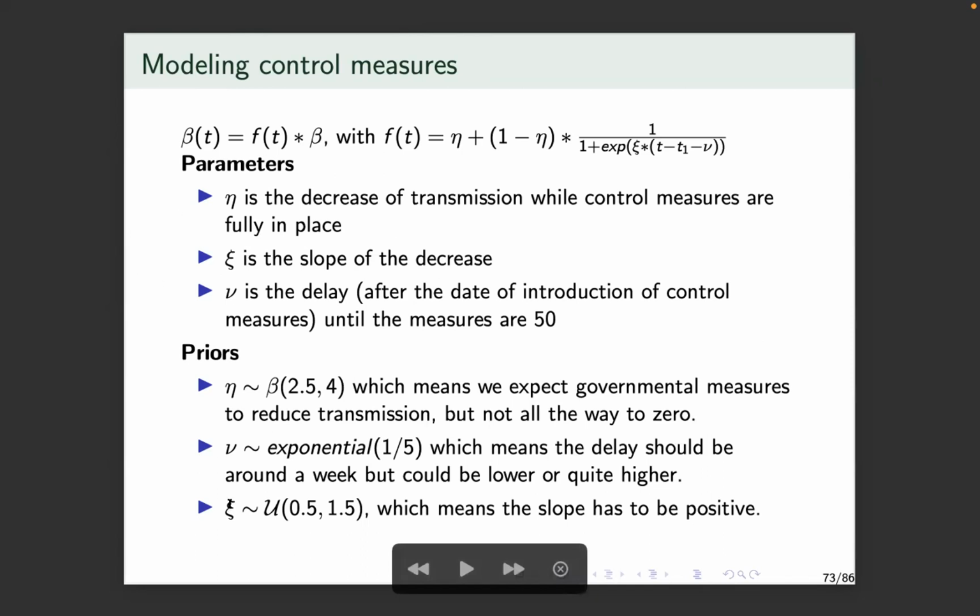For instance, for Xi, we put a uniform 0.5, 1.5, which just means that our prior is that the slope has to be positive, that we expect the control measure to decrease transmission and not to increase it.